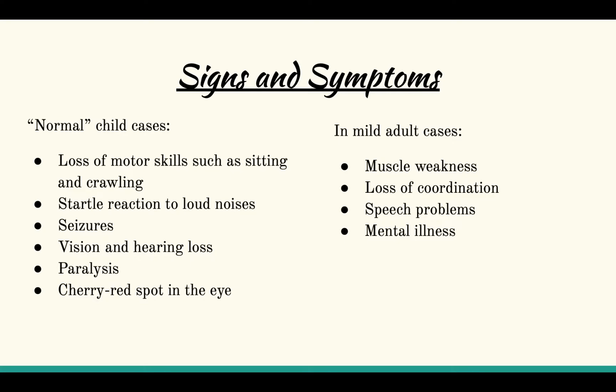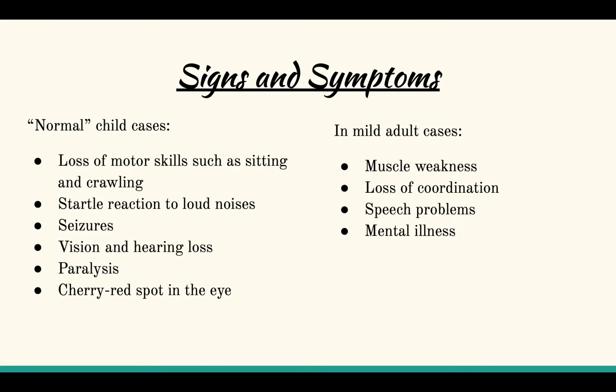So now we'll move into the signs and symptoms, and as you can see, we have a quote-unquote normal child cases on the left-hand side. These are their symptoms, and then on the right-hand side, we will have the mild adult cases that I just mentioned, which are the ones that only experience symptoms later in life, not in childhood.